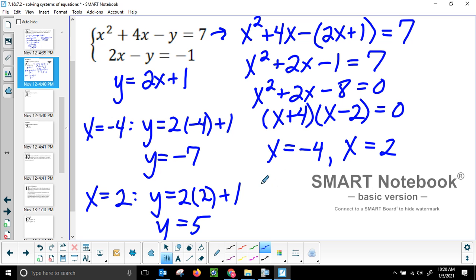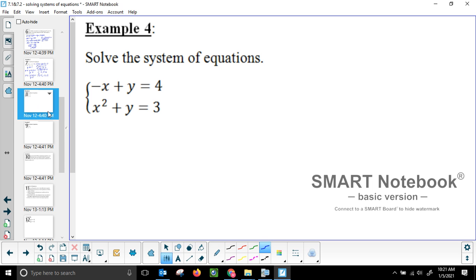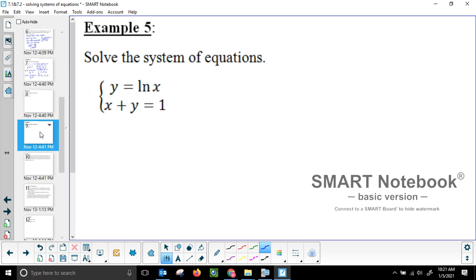All right, so essentially, especially when you have more than one solution, it's kind of nice to just write these as an ordered pair. So we know that these two graphs here would intersect at negative 4, negative 7, and 2, 5. And voila, we are done. All right, I'll go ahead and kind of skip this example just for time purposes.